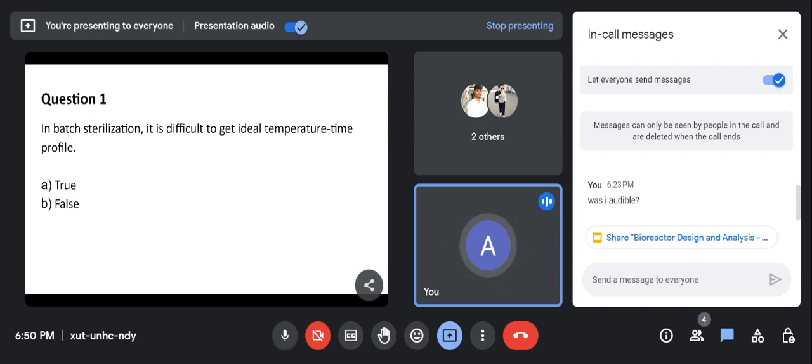So this is in comparison to when you're doing a continuous sterilization, like you would have studied in the last week, right? So in this case, when you're doing a batch sterilization, is it difficult to get ideal temperature time profile? So it's a true or false sort of question, so just guess as to what it could be. Doesn't need to be right or wrong as such.